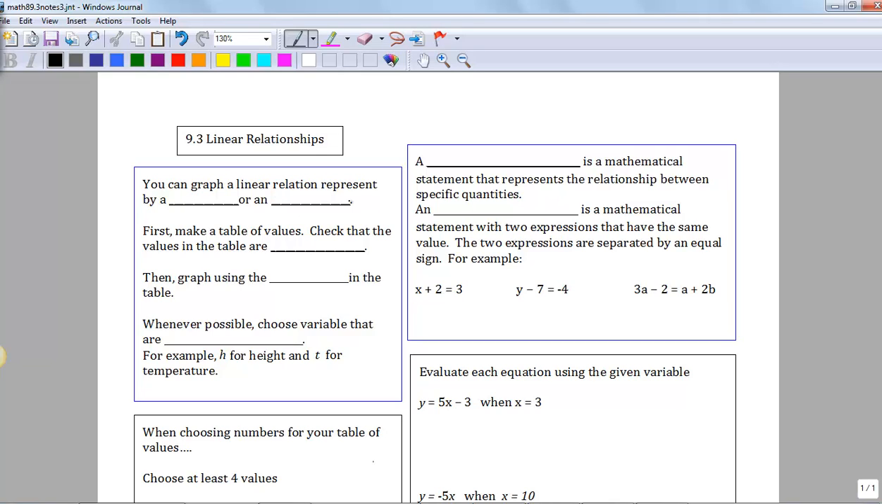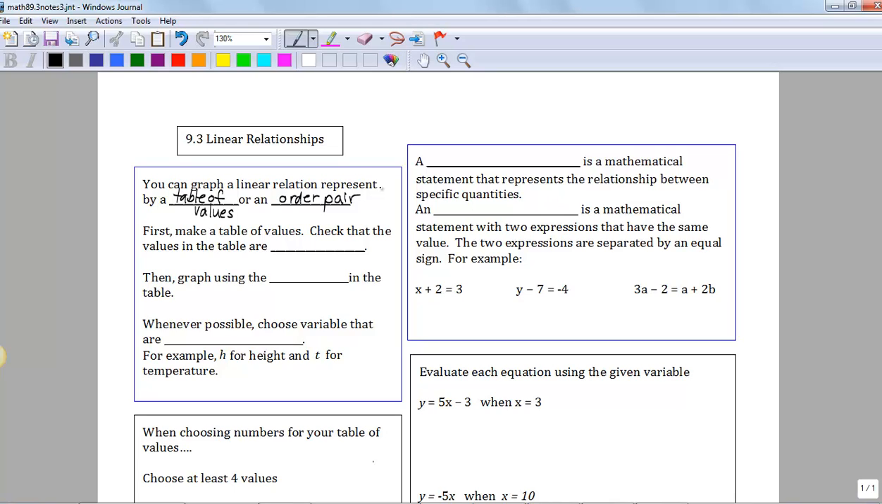So you can graph a linear relationship that's represented by a table of values. You can write that one in, or an ordered pair. So when you have those two things, right, you can graph a relationship. Graphs are all about relationships, right? How does one variable affect the other? How does x, right, give you a y?